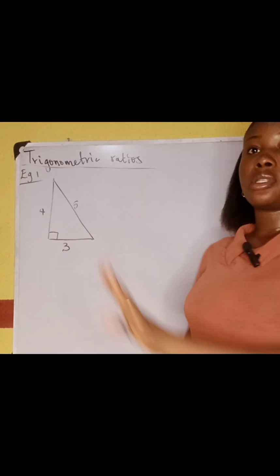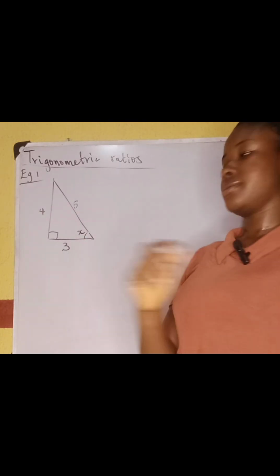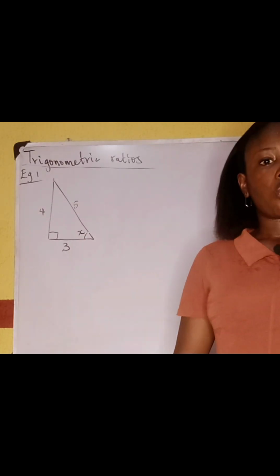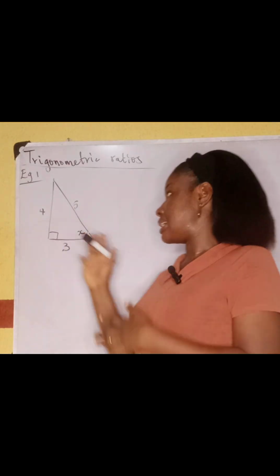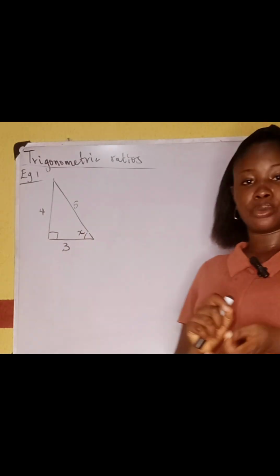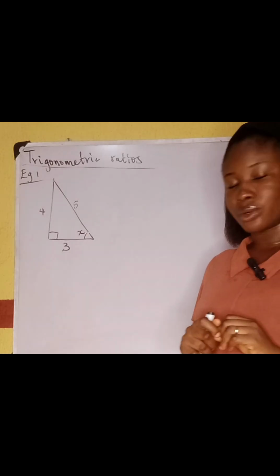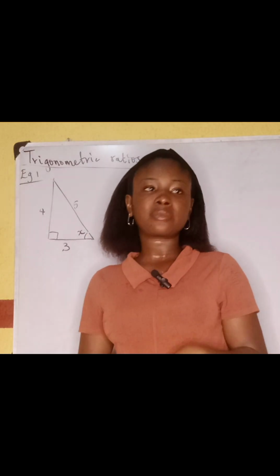Now this right angle triangle is asking us to find S. We are expected to find S. We are looking for S, a missing angle of this right angle triangle. Now let me say this.